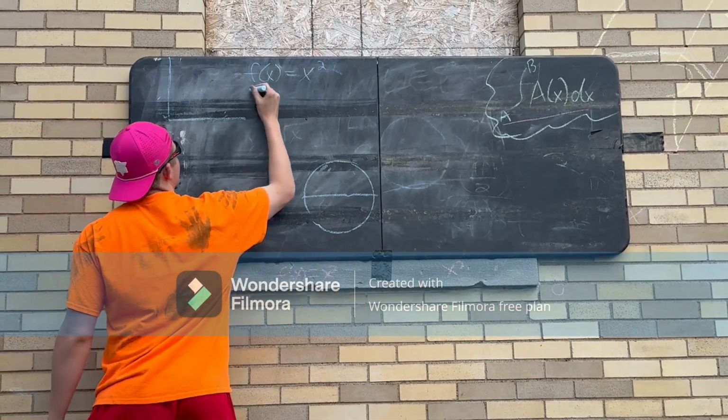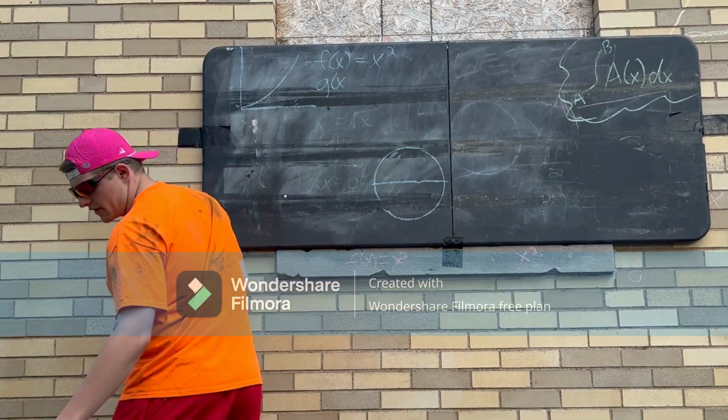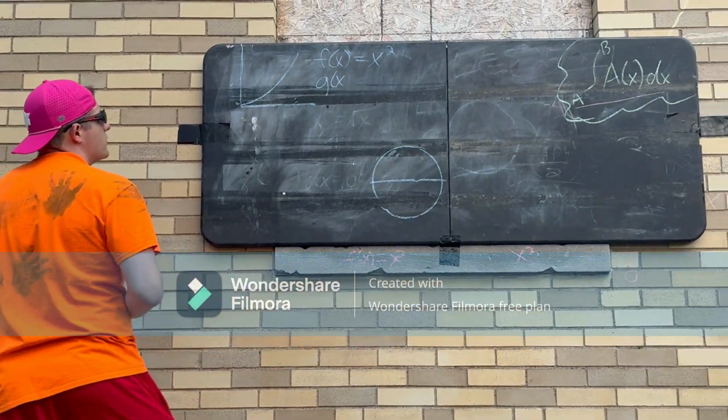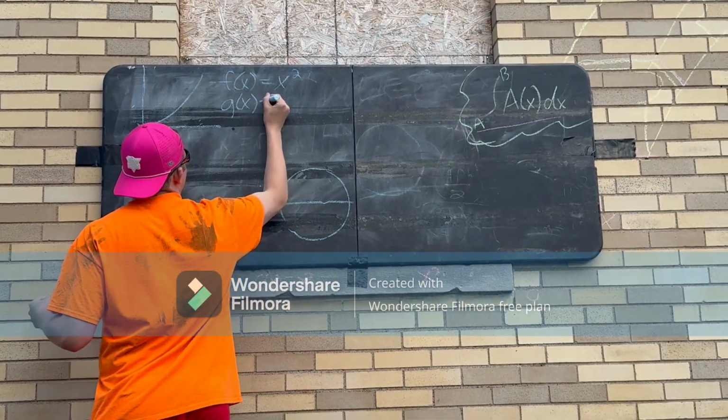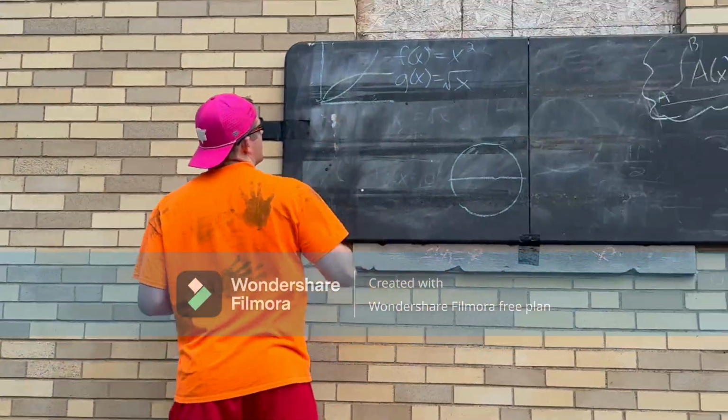Now, we need another function for g. I will draw this one, and I will use a different color to draw the next one. We need a function for g. Someone give me a function for g. Out loud, go. Square root x. Square root x. Okay. That will look something like this.